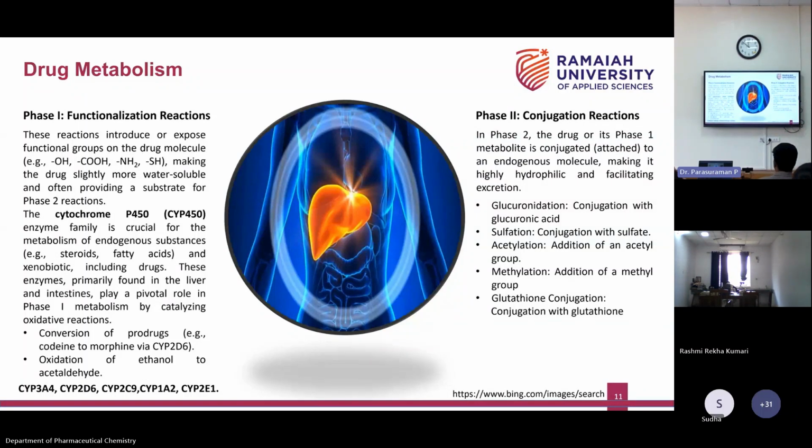Then second, the conjugation phase. In the conjugation phase, what happens? The drugs which are not metabolized by phase 1, or those metabolites which are metabolized, are conjugated to some molecule, making them more hydrophilic. If it is more hydrophilic in nature, it will go directly to the kidney and easily get eliminated from the urine. That is the main purpose of it. And there are some reactions like glucuronidation, which is conjugation with glucuronic acid, then acetylation, methylation, etc.